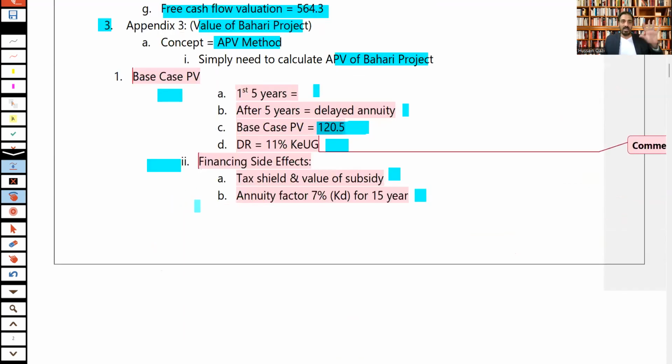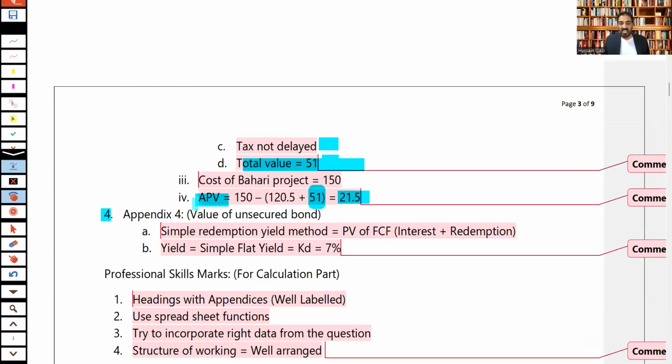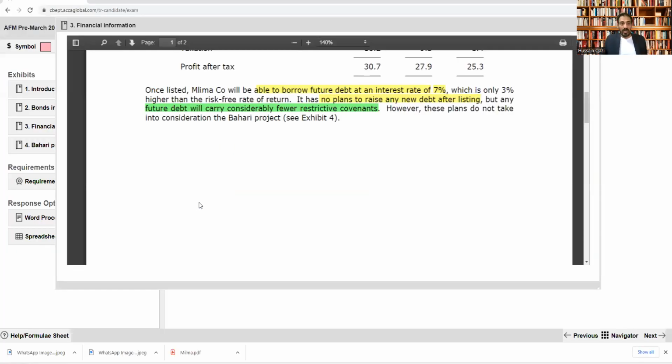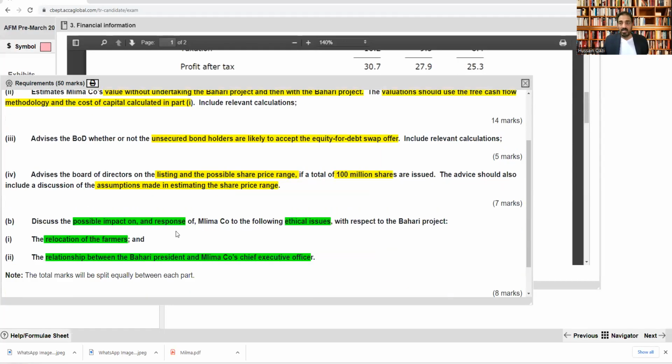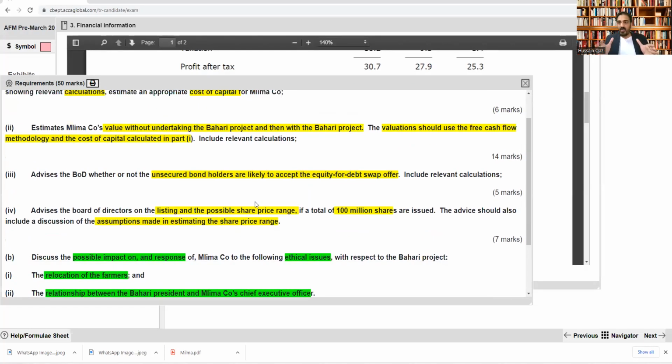Then appendix 4. What is about the appendix 4? Here you need to work out a very important thing. Actually, with the part A3, we have to make comment or advice either for unsecured bondholders. Is this acceptable to swap the debt with equity? So it's very important if we are going to advise here. Swap equity to debt means exchange the debts with equity.